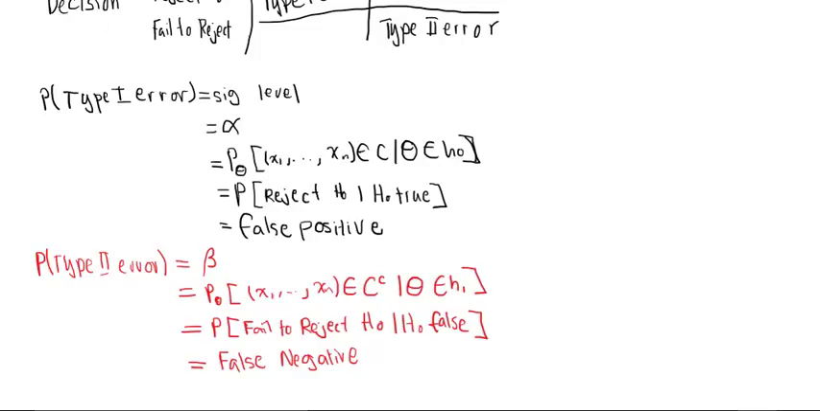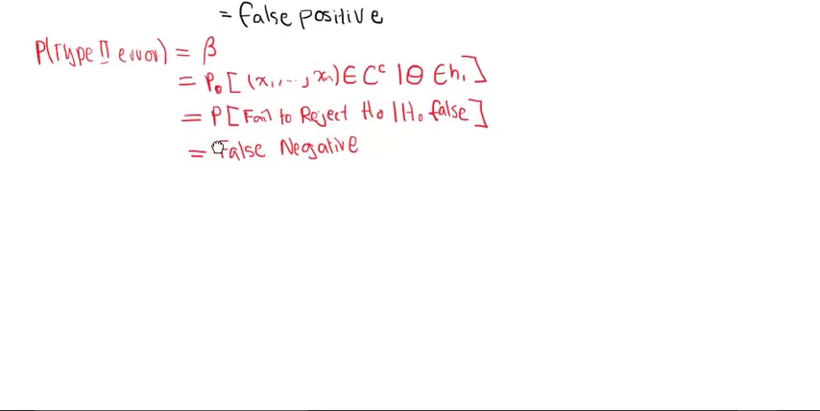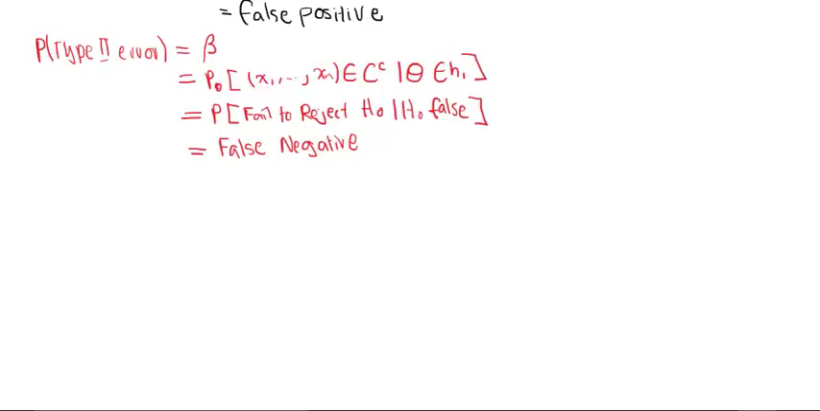Great. We're going to continue on with one more definition. We're going to talk about power. And power is 1 minus beta, and it is the probability of not committing a type 2 error. So 1 minus the probability of committing a type 2 error.